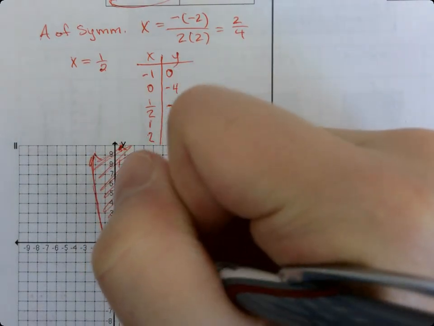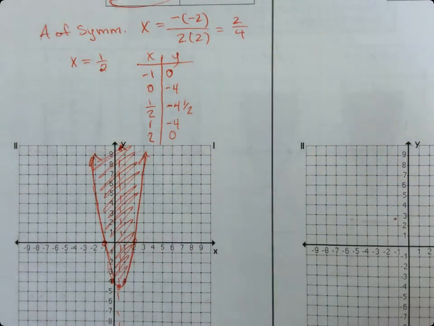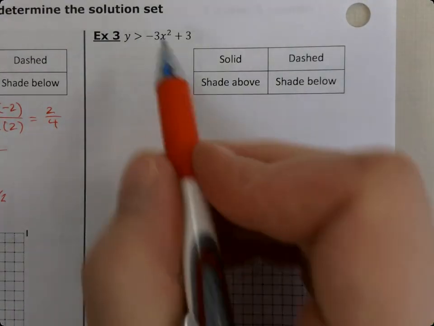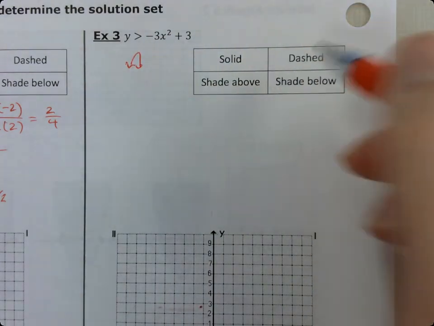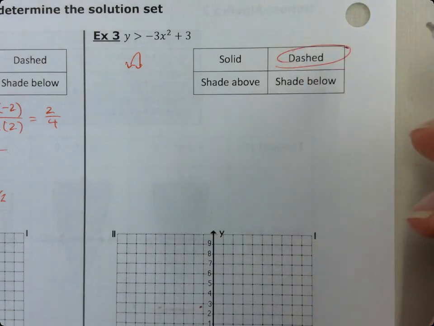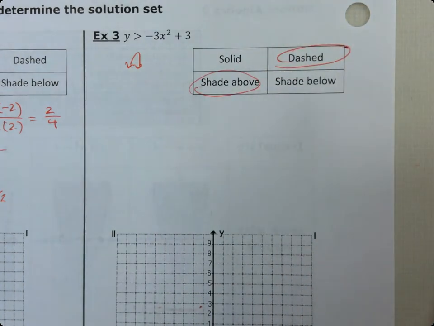All right, next one. We need to determine if it's going to open upward or downward. And this would open downward. Is it going to be solid or dashed? Dashed. Is it going to shade above or below? It says greater, so it's going to shade above.